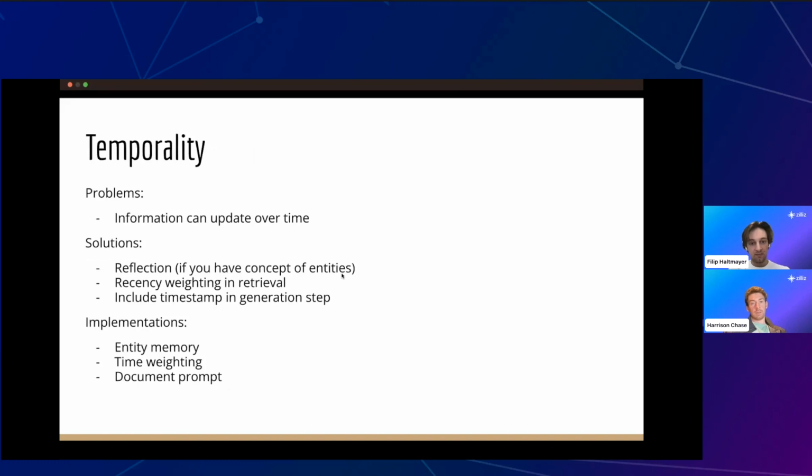Next one, related to the previous one and to some of the stuff that you talked about, is temporality. Information can update over time. The vacation policy could change from one date to another, and both documents could still be in the database. Some solutions I've seen, two of them are very similar to before. The recency weighting in retrieval, or recency filtering as you said, is a good way to filter them out completely. You can also include the timestamp in the generation step, so you can tell the language model to trust more up-to-date information more.